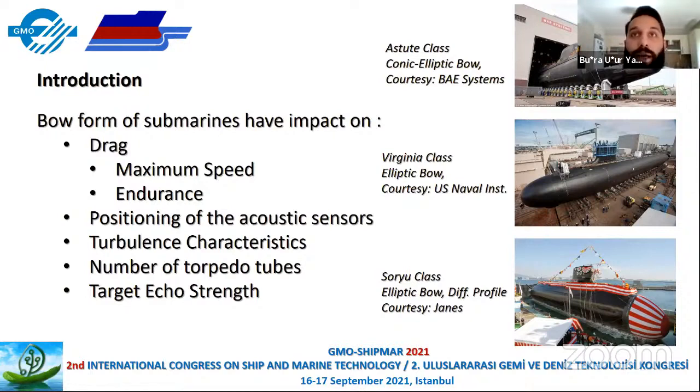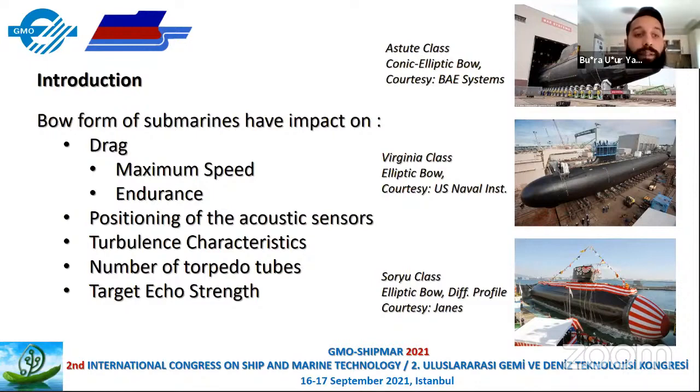On the right-hand side, there are 2 different bow shapes of a submarine. These submarines are widely used in navies around the world. The Astute class is a very good example of a target echo strength-wise design, and the Virginia class is a streamlined design and it has an elliptic bow. And the Soryu class also has an elliptic bow, but it has a different profile.